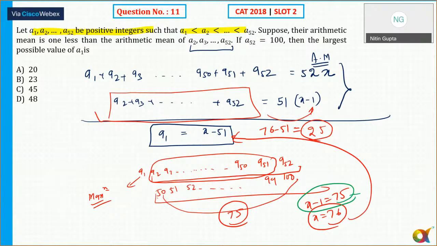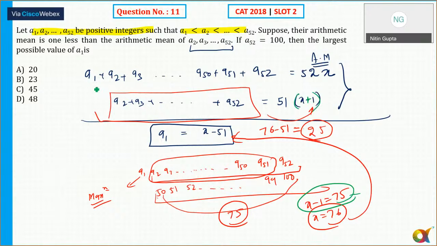No, Santosh, that is not 51 into x minus 1. The mean of these should be x minus 1, right? Suppose the arithmetic mean of A1 to A52 is x. Acha, I have taken it wrong actually. This is equal to x plus 1. It says A1 to A52. Suppose the arithmetic mean of these 52 numbers is 1 less than that. So for these 51 numbers, the arithmetic mean is actually equal to x plus 1.